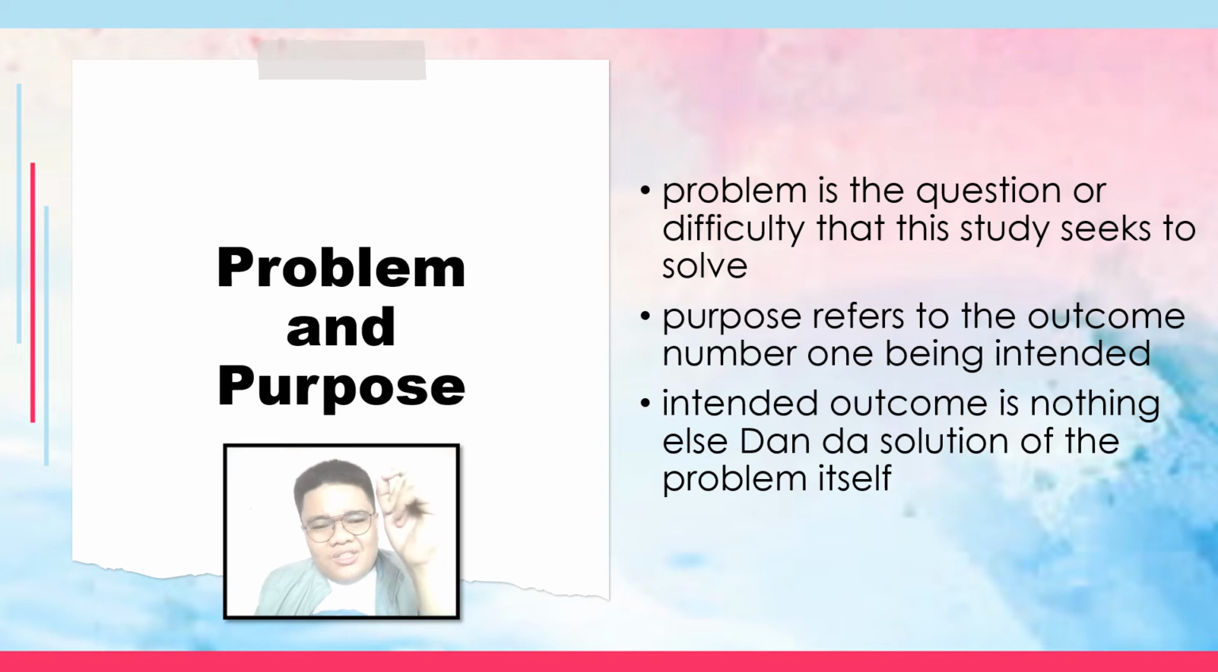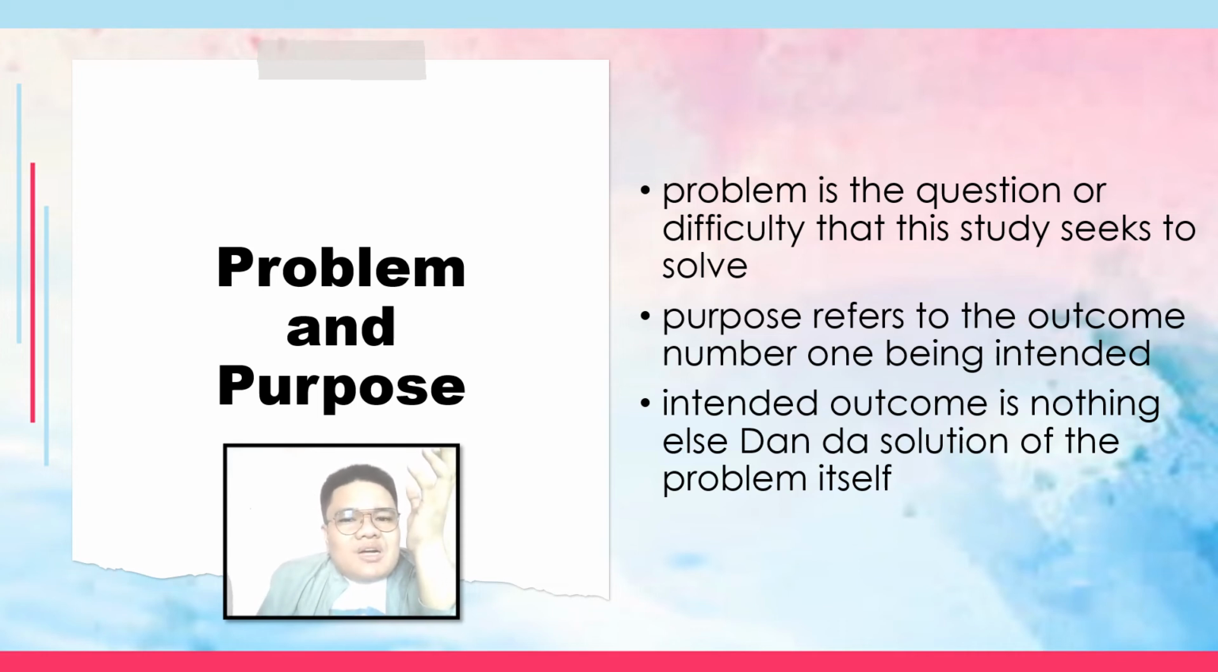Next, the problem is the question or difficulty that the study seeks to solve. Okay? Then the purpose refers to the outcome, number one being intended. The intended outcome is nothing else than the solution of the problem itself. I would like to repeat that. The intended outcome is nothing else than the solution of the problem itself. So this differentiates between the problem, the purpose, and then you have your intended outcome.